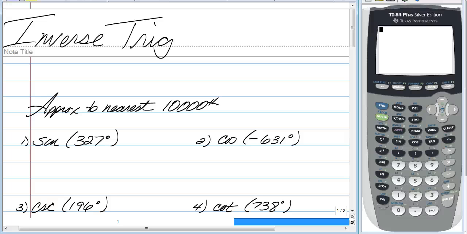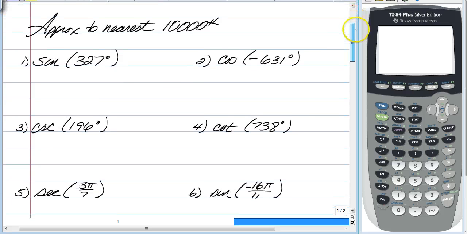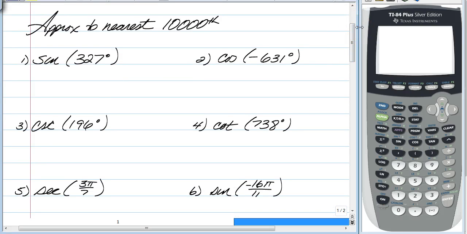Here goes inverse trig. Now you need a calculator for inverse trig. So if you do not have yours sitting by you, go get it now and let's do this. I will do the 3 on the left, you'll do the 3 on the right, just so you can practice using your calculator. So the sine of 327, that's in degrees. Make sure you're very familiar with your calculator.